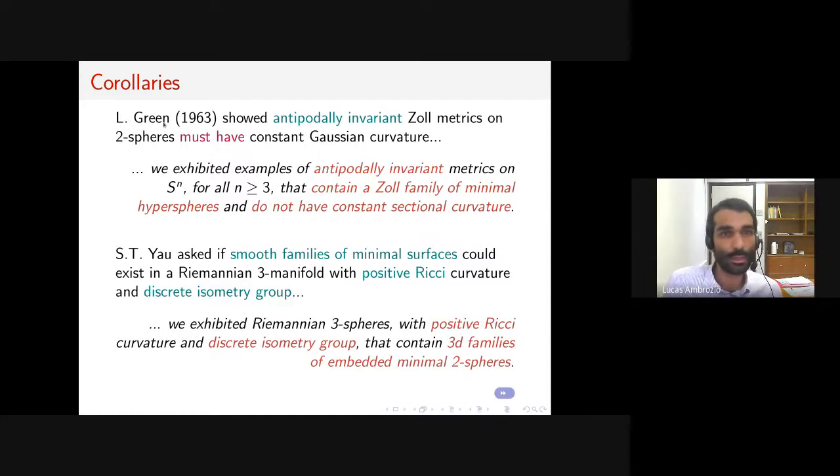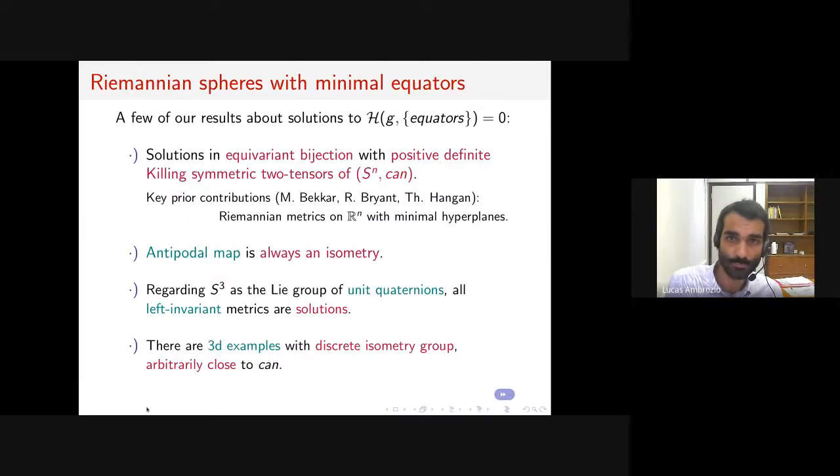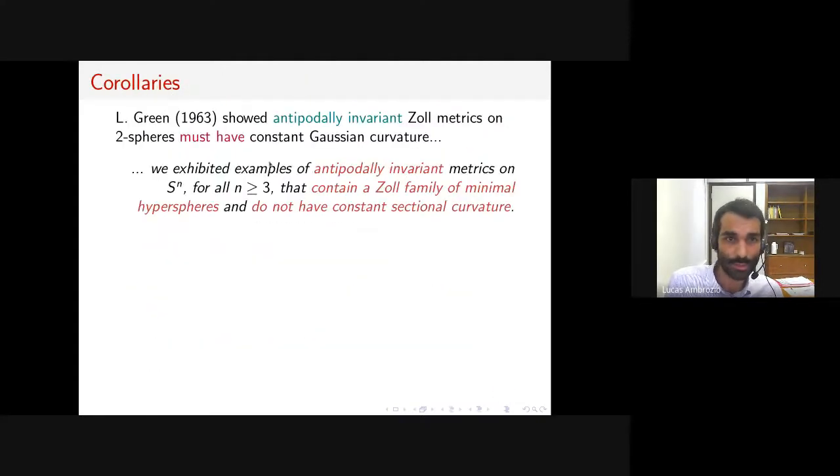For example, Green showed that antipodally invariant Zoll metrics on the two dimensional sphere must have constant Gaussian curvature. While by this classification of solutions of this equation, we managed to exhibit examples of antipodally invariant metrics on S^n for every n greater than 3 that contain a subfamily of minimal hyperspheres, and however, they do not have constant curvature. So this old theorem by Green classifying metrics on RP^2 does not have a higher dimensional generalization in this context of minimal hyperspheres.